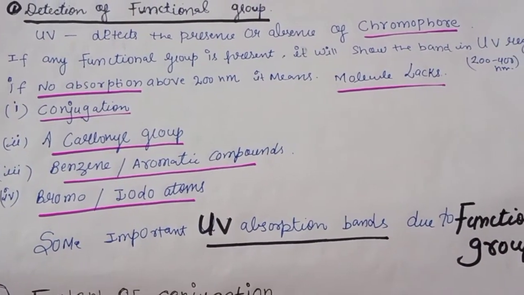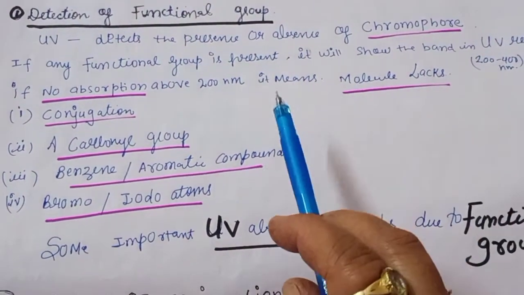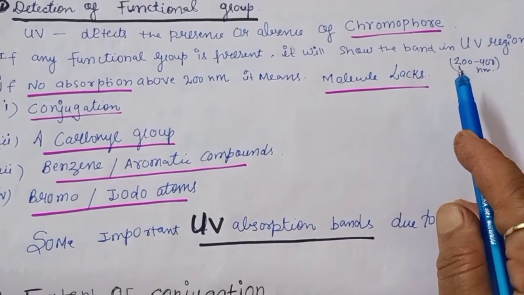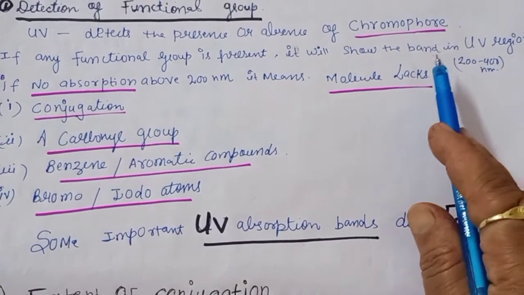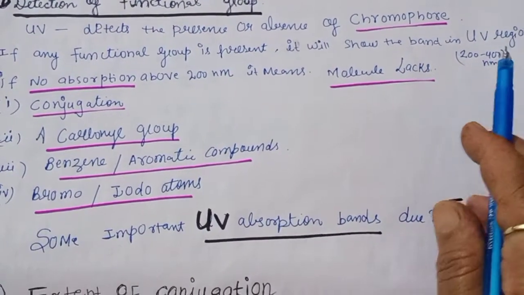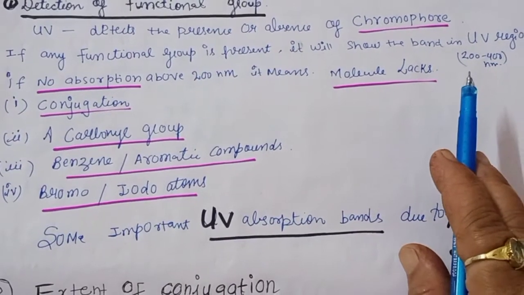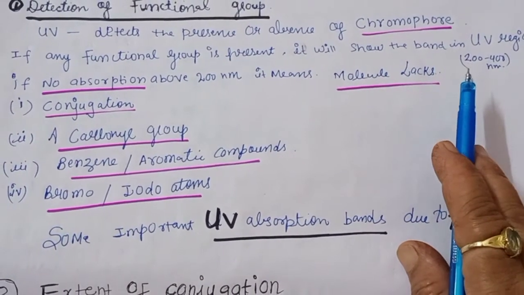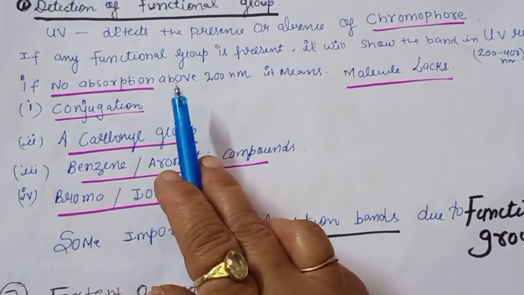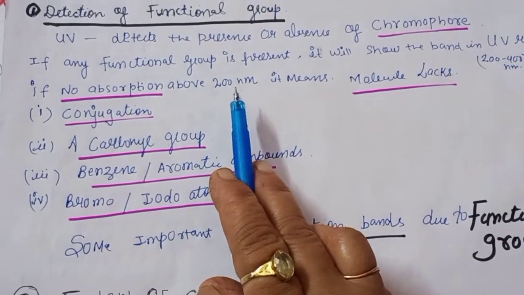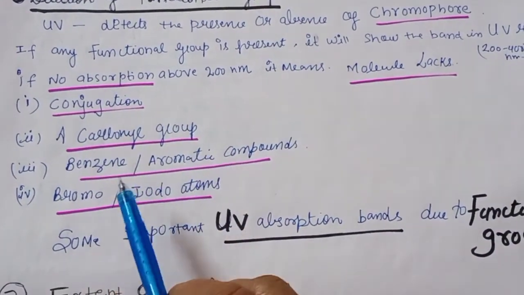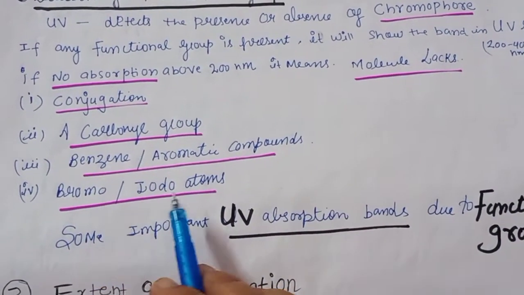it can be identified easily, because it will show a band in the ultraviolet region. What is the ultraviolet range? It is 200 nanometer to 400 nanometer. If any functional group is present in a compound, it will show absorption between 200 and 400 nanometers. And if there is no absorption above 200, it means the molecule lacks conjugation, carbonyl group, benzene or aromatic compounds, bromo or iodo atoms.